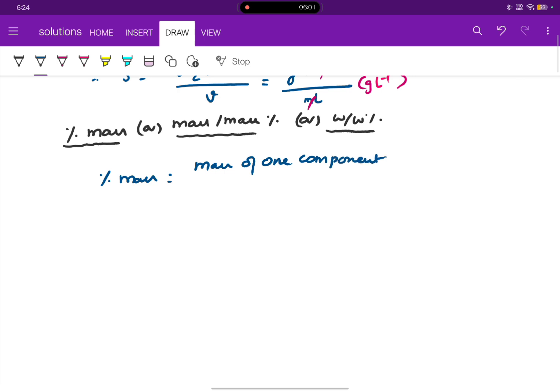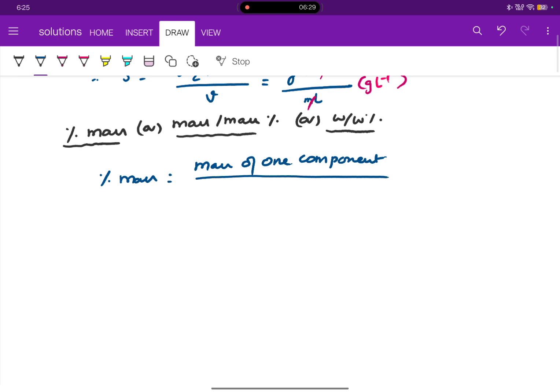That component can be either solute or solvent. It can be anything, depending on what he asks. Whatever he asks for percentage, we'll go for it. For example, naphthalene in benzene: we can find the percentage of naphthalene, we can find the percentage of benzene. So mass of one component. Normally, the formulas are given only with respect to solute, but it can also be with respect to solvent.